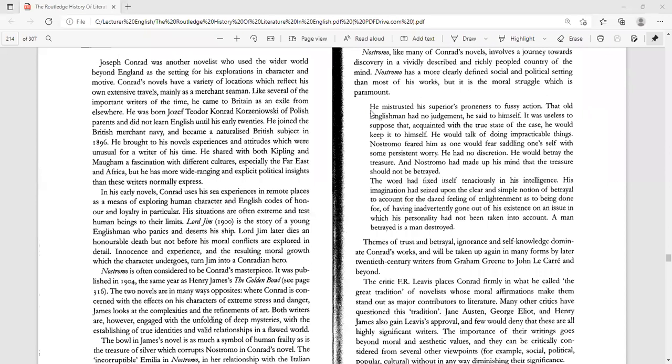Lord Jim is the story of a young Englishman who panics and deserts his ship. Lord Jim later dies an honorable death, but not before his moral conflicts are explored in detail. Lord Jim is a novel by Joseph Conrad. Another novel is Nostromo, which is considered Joseph Conrad's masterpiece. And Conrad is concerned with the effects on his characters of extreme stress and danger in this novel.